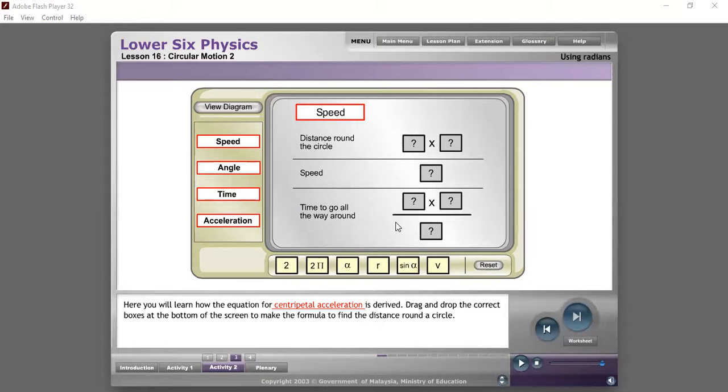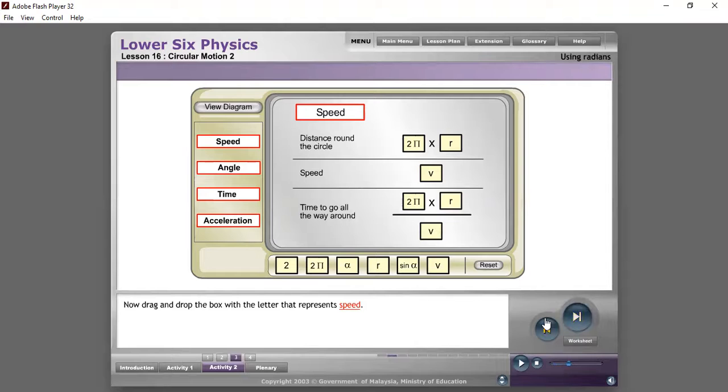Okay, ladies and gentlemen, look at the speed. What is the distance around the circle? Distance around the circle will be equal to 2 pi r, one circumference. And then how about the speed? Speed is v. So to get the time, time is equal to 2 pi r, the total distance for one circle, over the speed. It will be equal to the time taken.